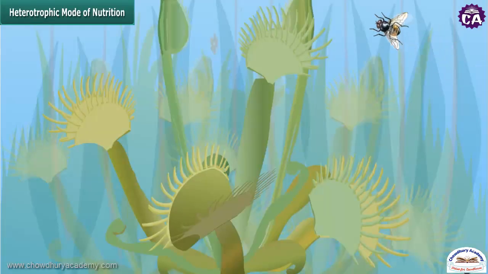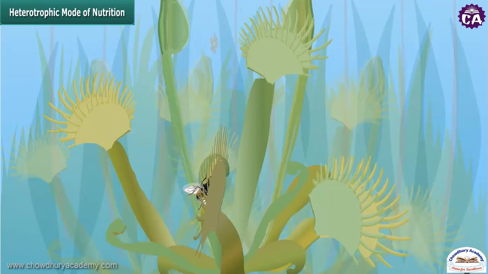Just think about how they survive and from where they derive nutrients. As we have already learnt in this module, these organisms derive food from other plants and animals, and this type of mode of nutrition is called heterotrophic mode of nutrition.